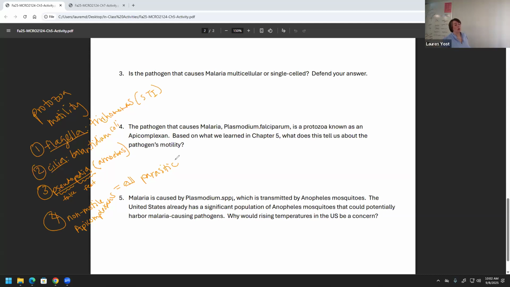All right, fifth question. Malaria is caused by Plasmodium species. SPP will always be species, okay? Plasmodium species are transmitted by Anopheles mosquitoes. The United States already has a significant population of Anopheles mosquitoes that could potentially harbor malaria-causing pathogens. Why would rising temperatures in the US be a concern? It's easy enough. As the tropics are moving north because of rising temperatures, so are the mosquitoes, and so are the mosquitoes that carry the diseases.